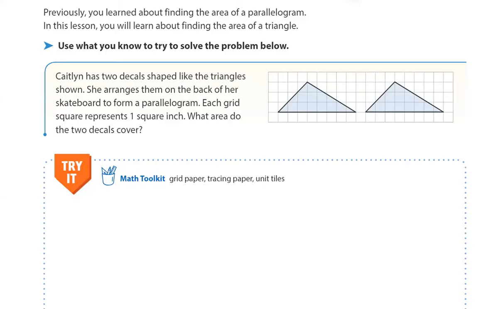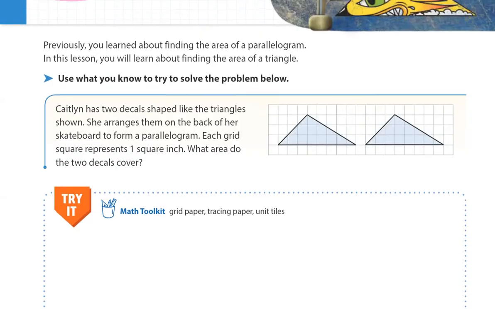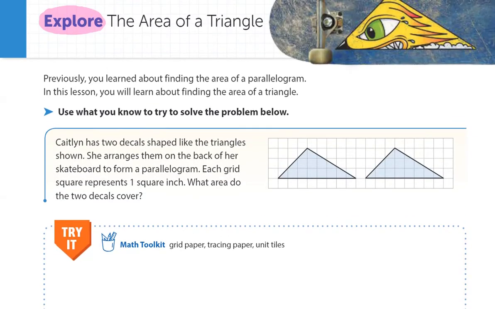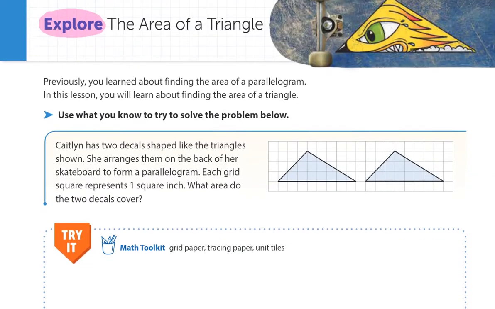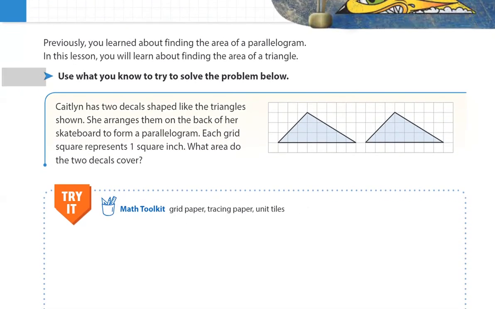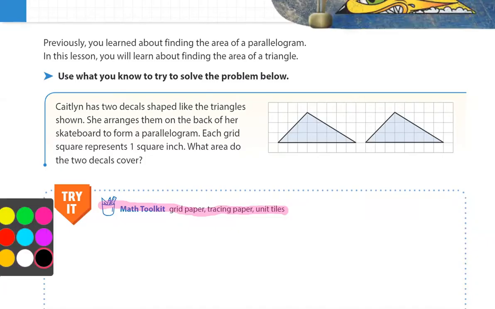Caitlin has 2 decals shaped like triangles, the triangles shown. She arranges them on the back of her skateboard to form a parallelogram. So she's taking these 2 triangles and she's going to put them on her skateboard in a way that makes a parallelogram. Each grid square represents 1 square inch. What area do the 2 decals cover? And I want you to notice right here for Math Toolkit, it says you could use grid paper, you could use tracing paper, you could use unit tiles, so it gives you hints of the different things you use. Now I am using a digital device, so I do not have tracing paper. I'm going to have to do this kind of on my own.